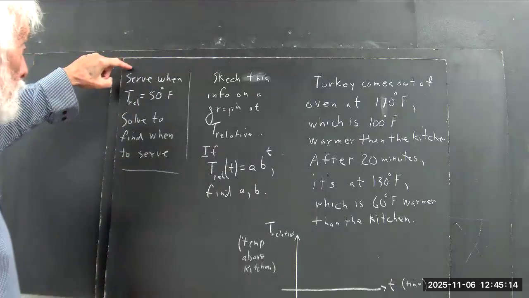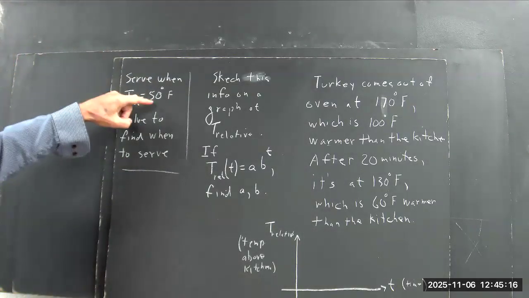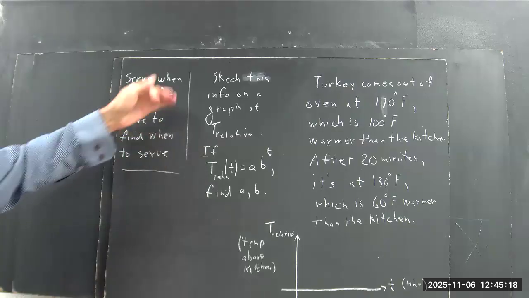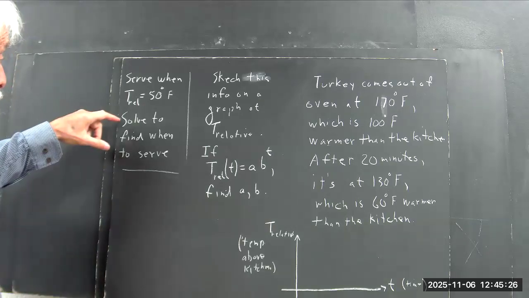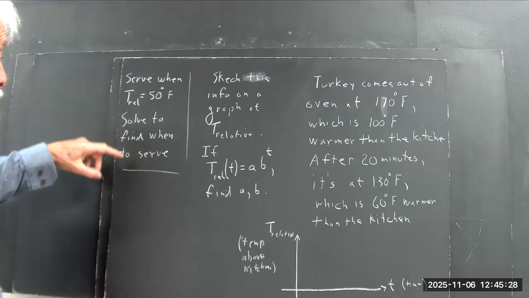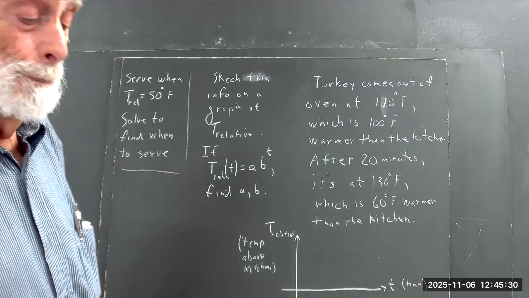And then if we're going to serve this thing when the relative temperature is 50 Fahrenheit, which means the turkey's at 120, which is about as hot as anything you want to bite into, solve, find when to serve.